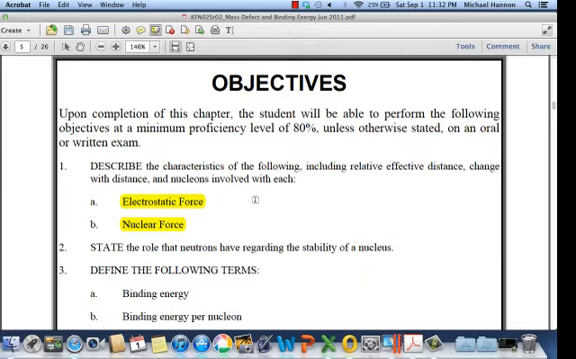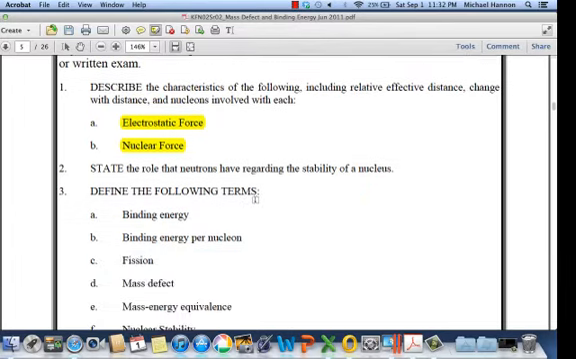Then after that, we're going to talk a little bit about binding energy. What is binding energy? What is binding energy per nucleon? First, you need to look up the definition of nucleon. Make sure you know what a nucleon is. I'm just going to give you a heads up. A nucleon is one of the subatomic particles in the atom. So a nucleon could be a proton and/or a neutron. The binding energy is the energy that holds those together. So binding energy per nucleon.